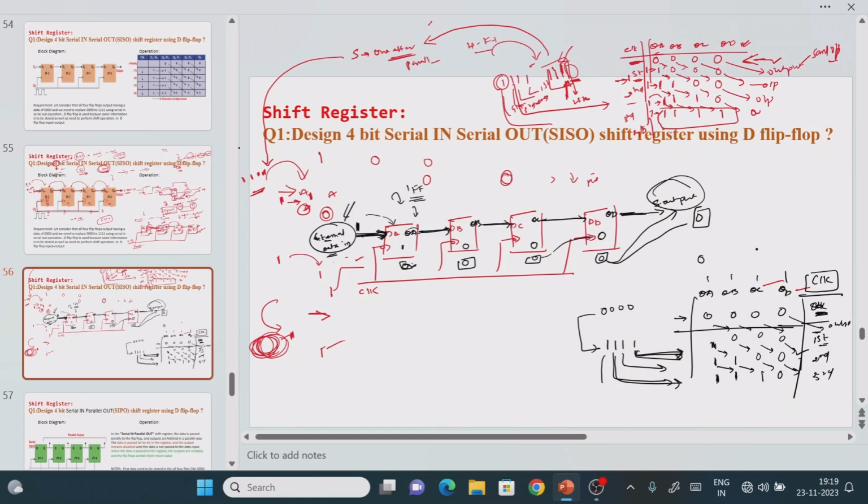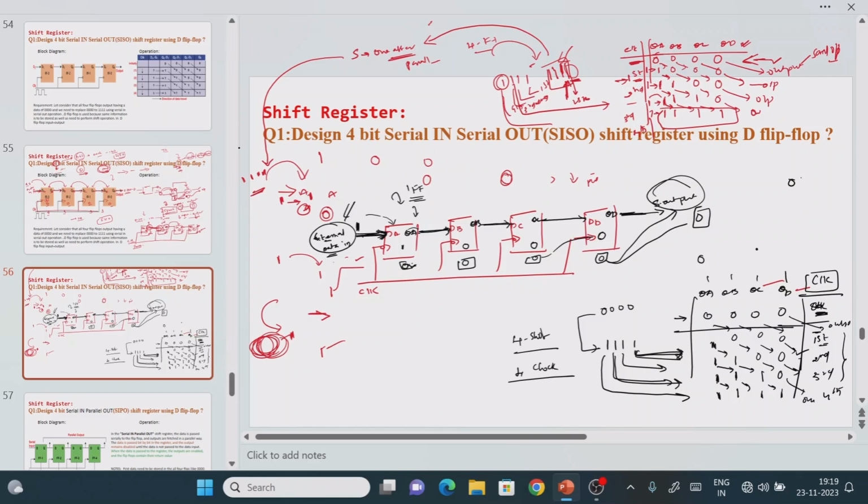Again, what is the one more data pending? 1 we need to insert. This will go to the first flip-flop, the data will go to the second one, second will go to third, third will go to the fourth one, which is the output value. So if you observe here, how many clock pulses are we required? 4 clock pulses. Why are 4 clock pulses required? We are performing 4 shifts, right?